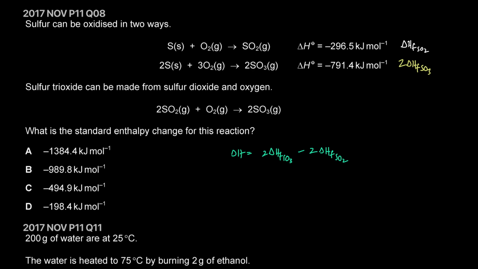So this value is just negative 791.4. That's 2 times the enthalpy change of formation of sulfur trioxide. And we subtract 2 times the enthalpy change of formation of sulfur dioxide. The enthalpy change of formation of sulfur dioxide is negative 296.5. So over here, the answer comes out to negative 198.4 kilojoules per mole. So the answer is D.